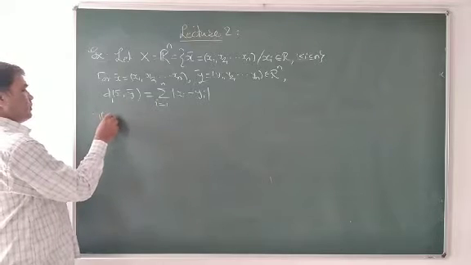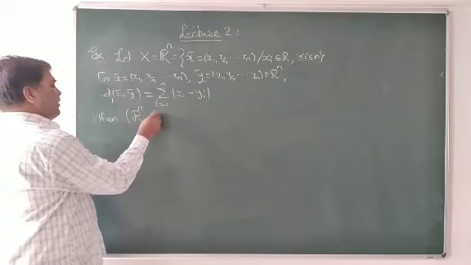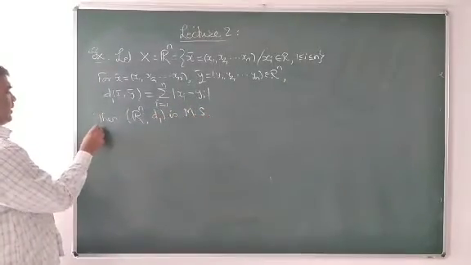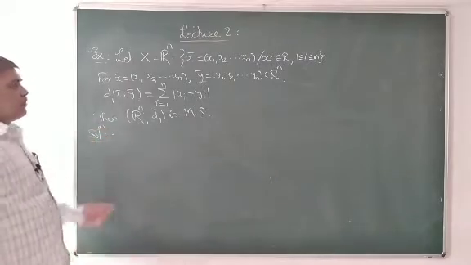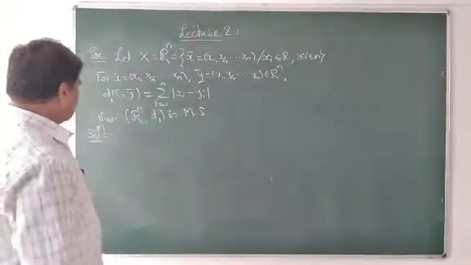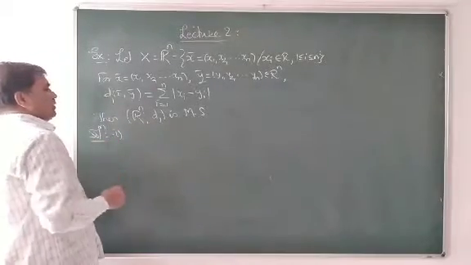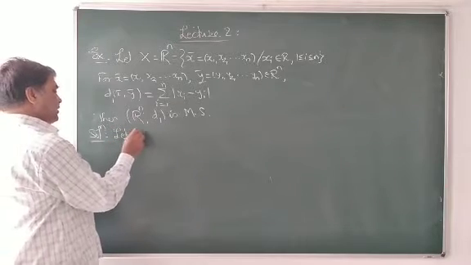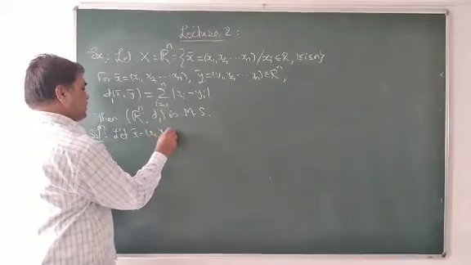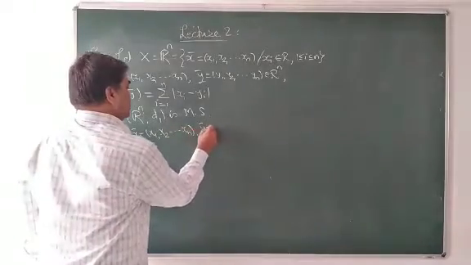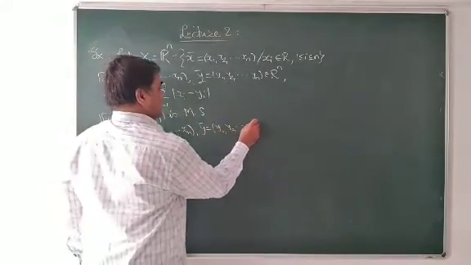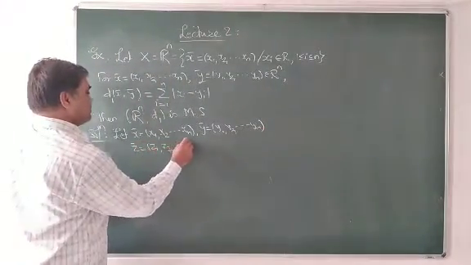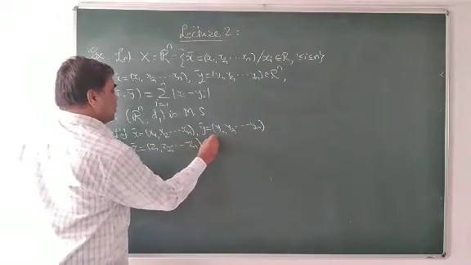Then Rn together with d1 is a metric space. So we'll verify how d1 satisfies all the conditions. For this, first we will choose 3 vectors in Rn. Let x bar is equal to (x1, x2, up to xn), y bar is equal to (y1, y2, up to yn), z bar is equal to (z1, z2, up to zn) belonging to Rn.